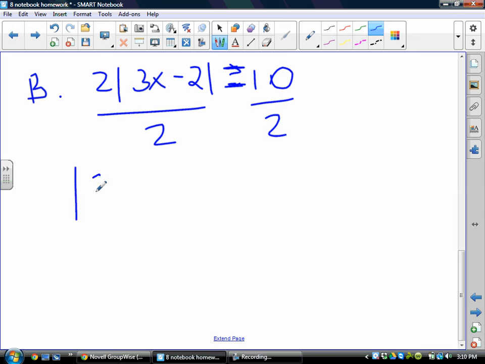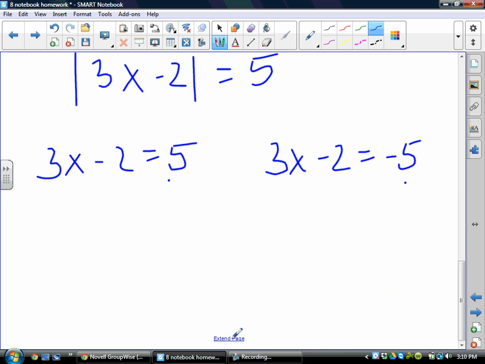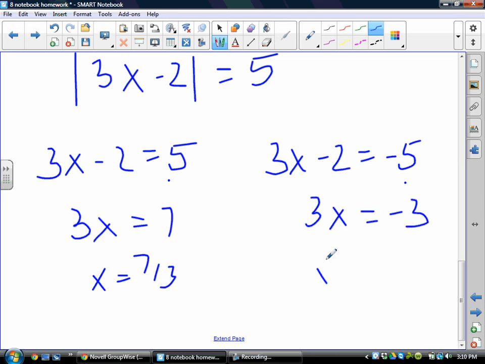So I know the absolute value of 3x minus 2 has to equal 5. So that means the stuff on the inside could equal positive 5, or it could equal negative 5, because it has to be 5 spaces from 0. Both of these numbers are 5 spaces from 0. So now I've set up both of these. If I add 2, I'll have a 7. This is going to become x equals 7/3, one of my boundary points. If I solve this one, I'm going to add 2, so I'll have negative 3 divided by 3 gives x equals negative 1. So those are my two boundary points.